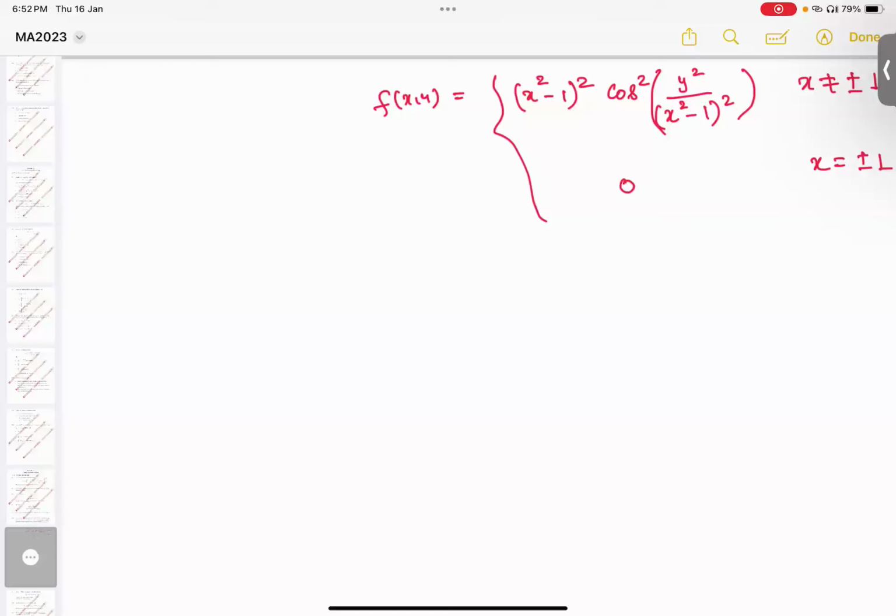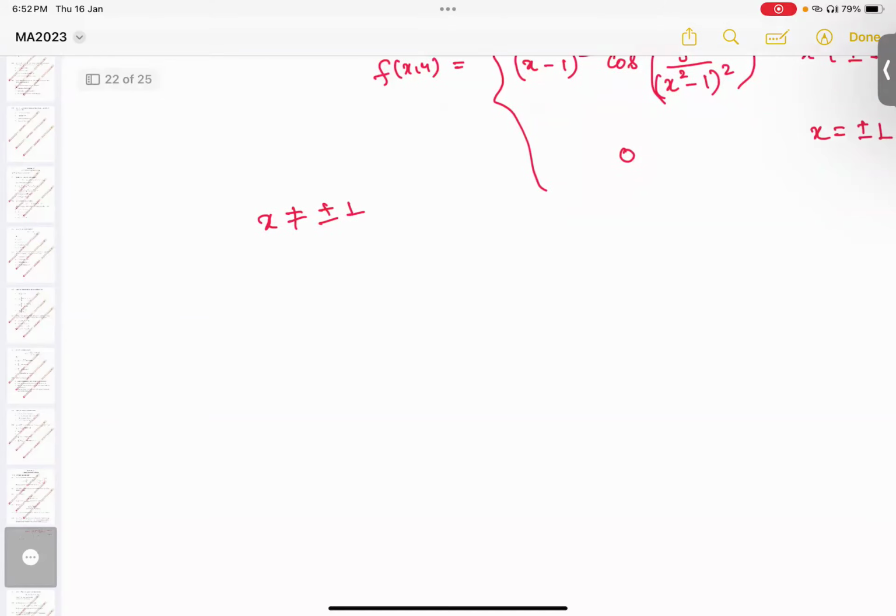So suppose now first check when x is not equal to plus minus 1, right? So now, this function (x square minus 1) to the square, what can you say about this function, when this function is continuous?